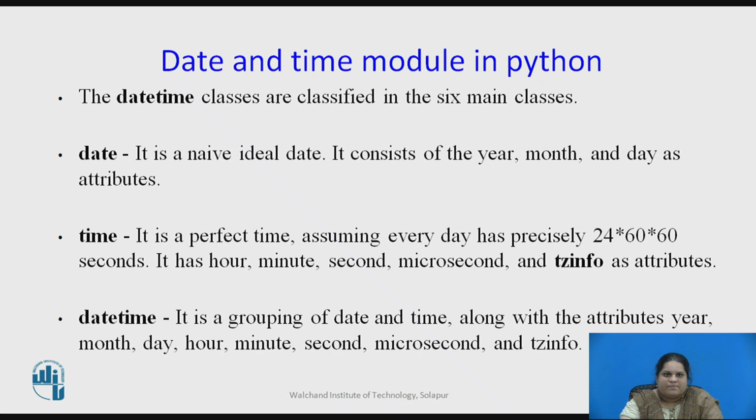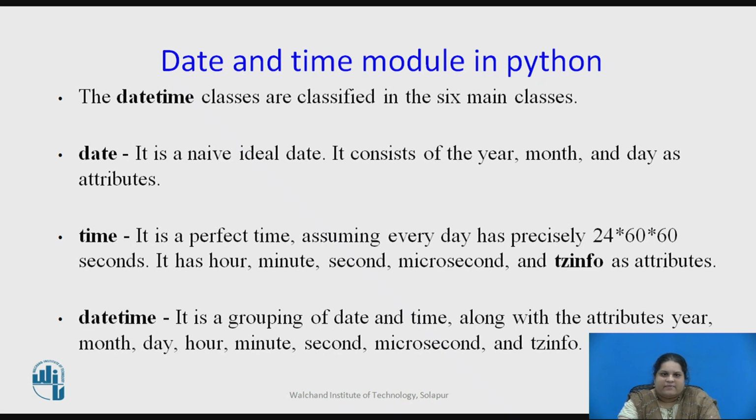The first one is date, which is an ideal date, we can say. It consists of year, month and day as attributes. So these three attributes are related to the date. We can represent a date using these three attributes. Also, if we consider the time, it is a perfect time. For example, it will have the 24 by 60 by 60 format, that is hours, minutes, seconds, microseconds. If you consider the time, all these units, that is hour, minute, second, microsecond, and tzinfo, which is related to the time zone, are considered as attributes.